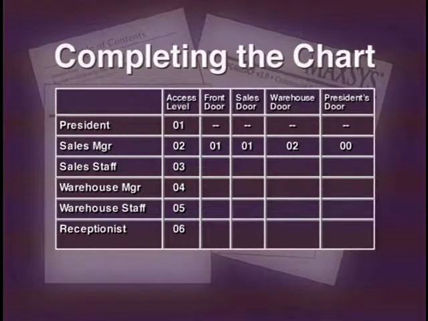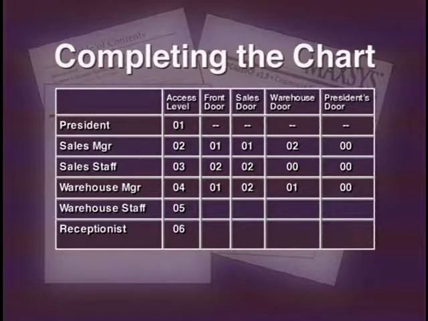The sales manager will probably have access to the warehouse door during regular business hours, from 8 a.m. to 6 p.m., Monday to Friday, except holidays, which is date schedule 2. Write 02 in the chart. The salespeople will have access to the front door and sales door as indicated in Date Schedule 2. Write 02 in the chart. The salespeople will never have access to the warehouse door or president's door. Write 00 in the chart.